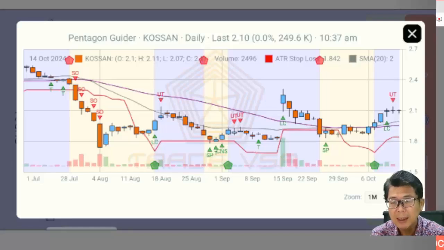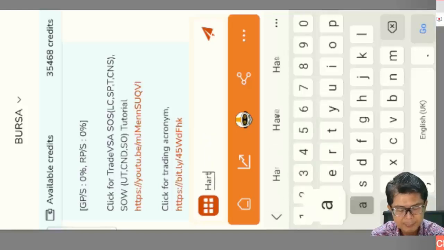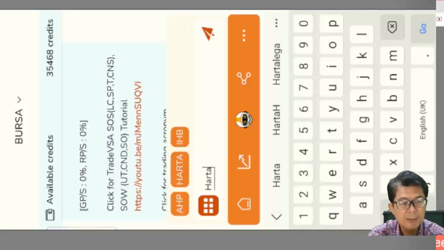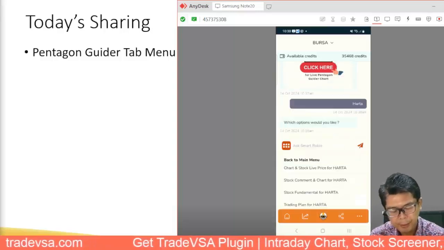Now, once you have Kossan, many other stocks like Hartalega also work very similarly. So you can put in Hartalega, type Hartalega here. Again, let me just go back to the normal one, hit.